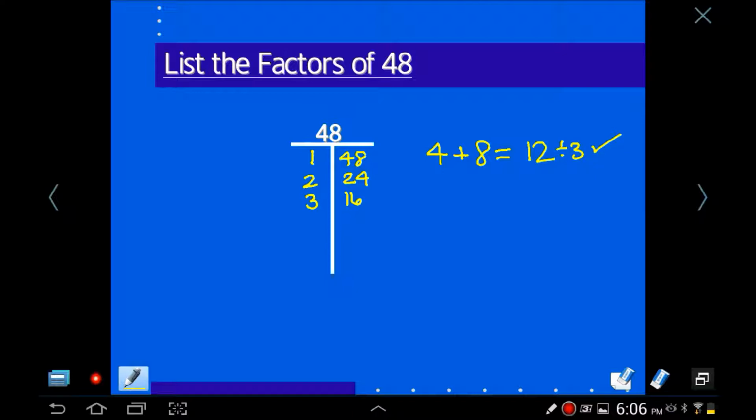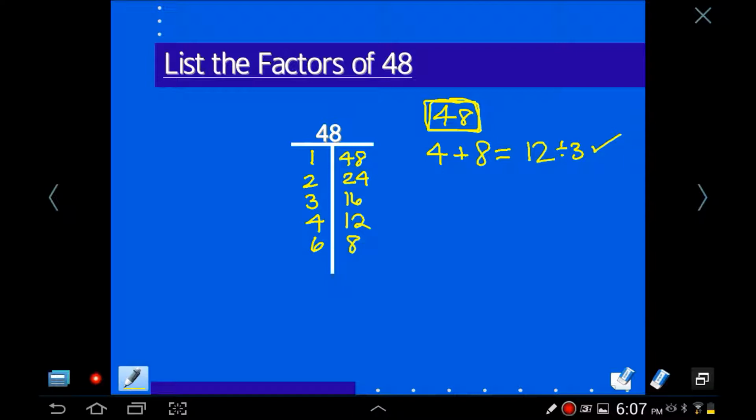That's a rule for 3 and 9. That rule does not work for other numbers like 5 or 6 or 10. But the rule for 3 is you add up the digits in the number. So 4 plus 8. Let's keep going here. 3 times 16 worked. 4 times 12. That's a factor pair. Does 5 divide into 48? No, it does not. 6 will.